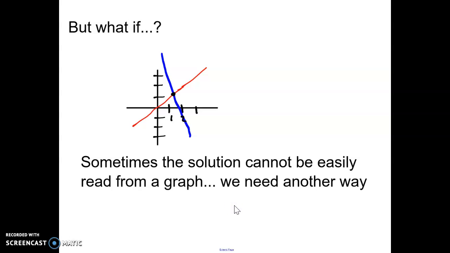we just can't easily read the solution from a graph? And so here's just a small example. I can see that there is a solution to this system of equations for sure, but what is that x value and what is that y value? That I can't tell. I can see the x is a little more than 1, the y is a little more than 1, but I'm not sure exactly what those numbers are. When this kind of situation arises, we need to find another way. We need to find another method to solve so that we're not reliant simply on finding the exact numbers from a graph.